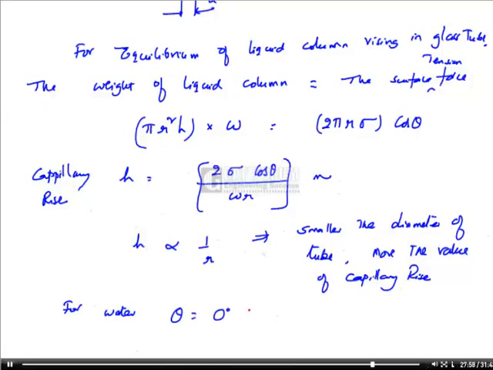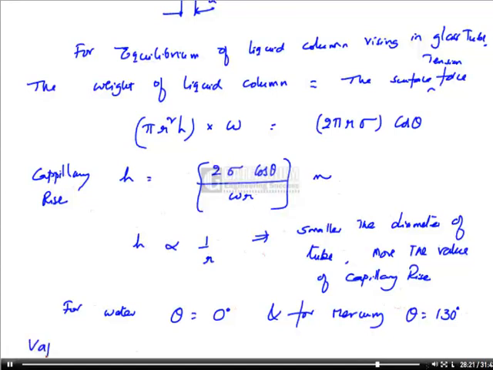For water, theta is taken as 0 degrees, and for mercury, theta is 130 degrees. Cos 130 is negative. It means h will be negative. It means capillary depression. Mercury will get dipped inside the glass tube.